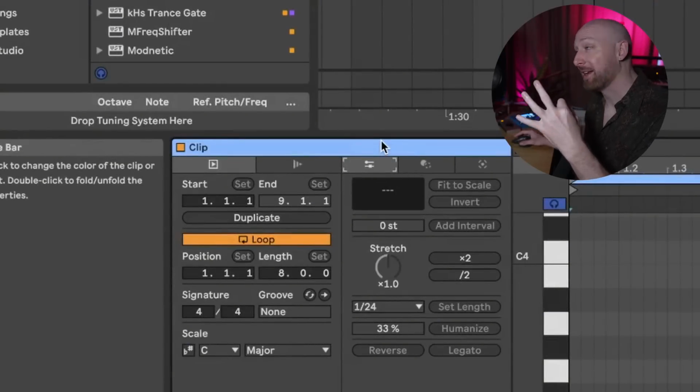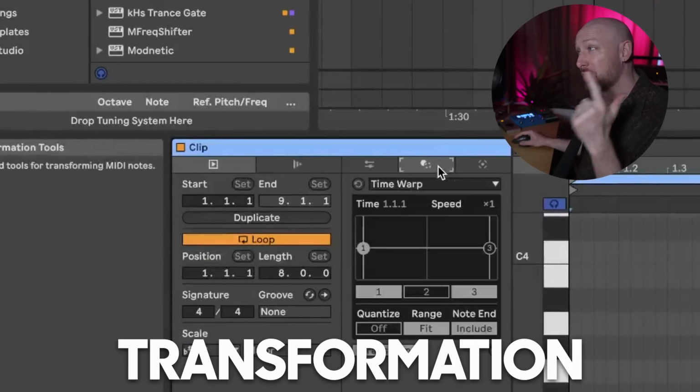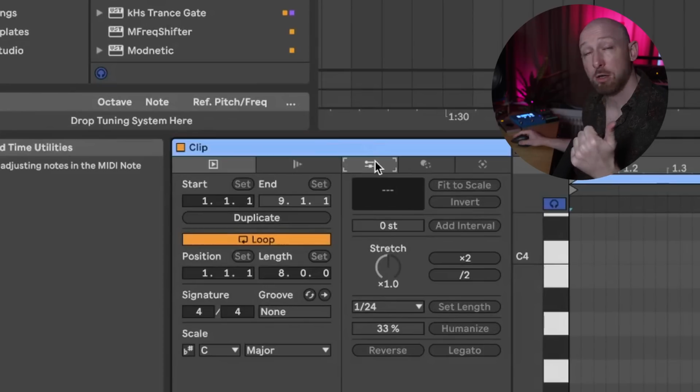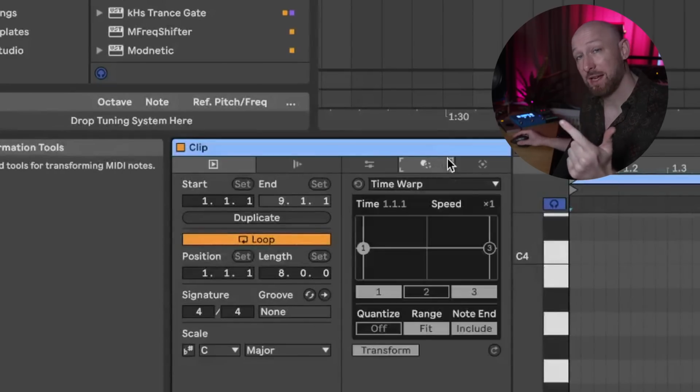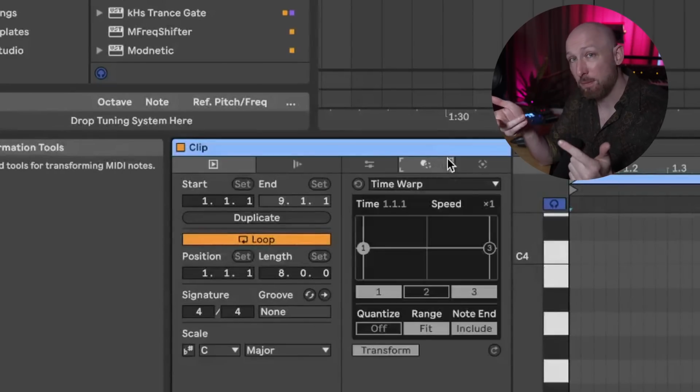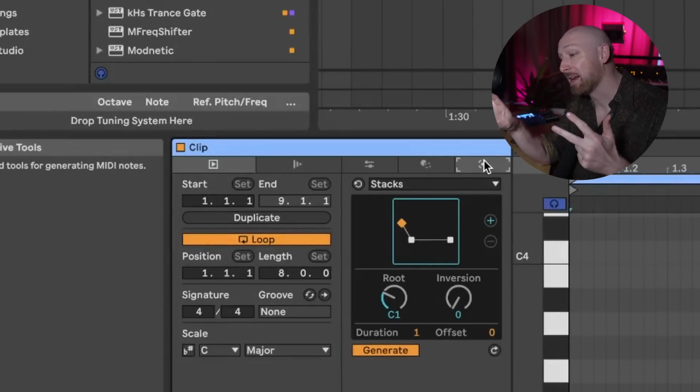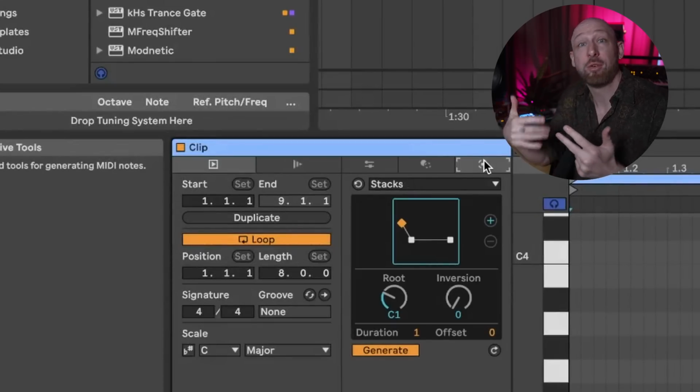So there are three categories down here. There's the utilities, the transformation tools, and the generative tools. The utilities are there to manipulate the things that you've already drawn in. The transformation things are very creative ways to transform the things that you've already drawn in. And then there's the generative ones, which is where you start from a blank canvas and you want Ableton to generate something from scratch for you.